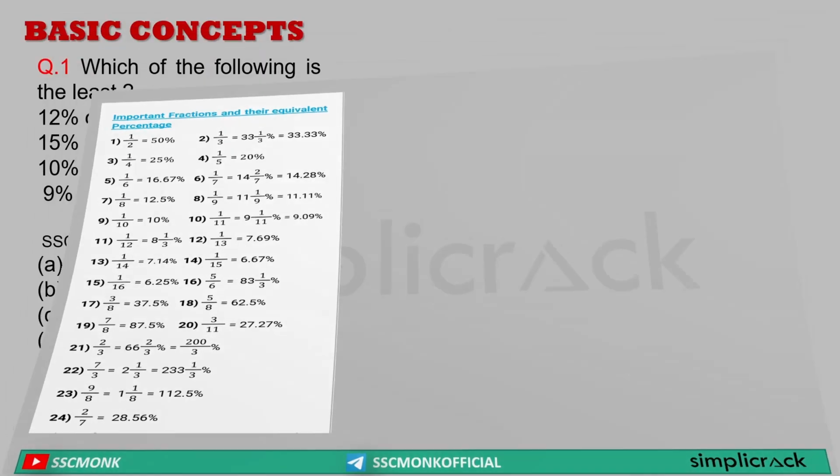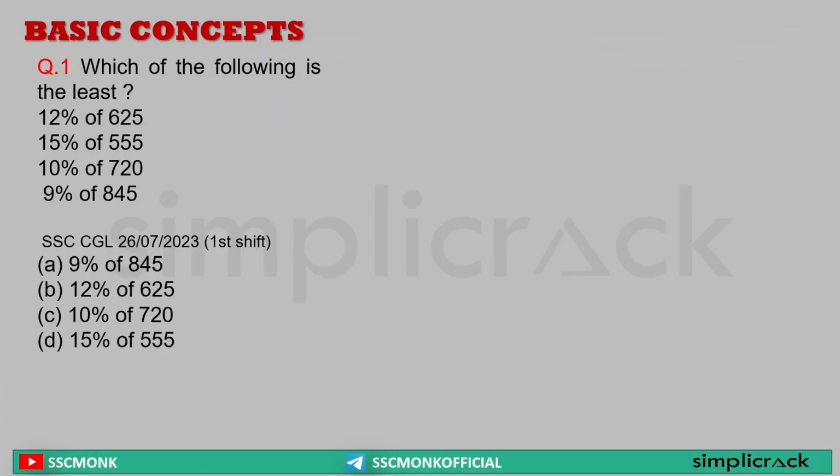First question: which of the following is the least? So out of all these options, which option's value is the smallest one? First, very easy one, 10% of 720, it is 72. Next, 15%: we know 15% of 500 is 75, that means it is always 75 plus. Next, 12% of 625: 12% of 600 is 72, plus 12% of 25 is equal to 3, so this is also 75.